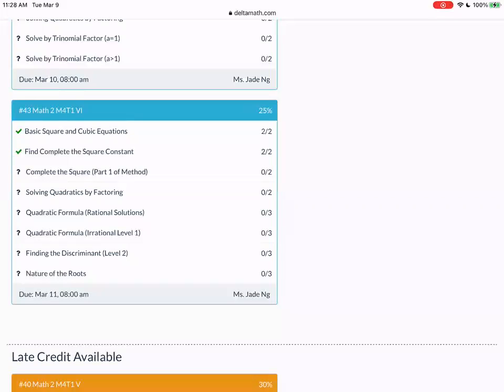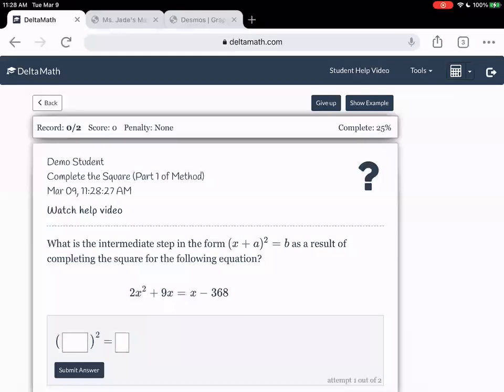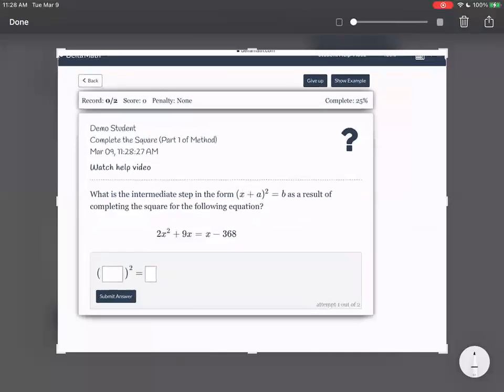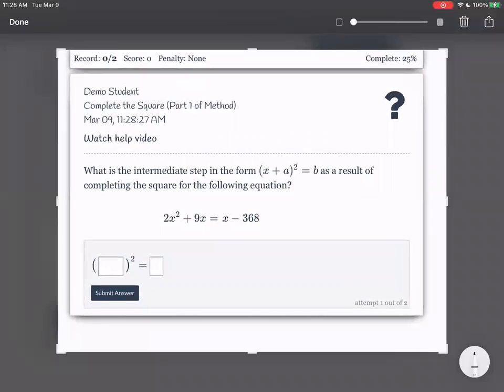So let's go into complete the square, part 1 of the method. For this one, it's asking what is the intermediate step in the form x plus a squared equals b as a result of completing the square for the following equation. So we are going to do the process of completing the square.